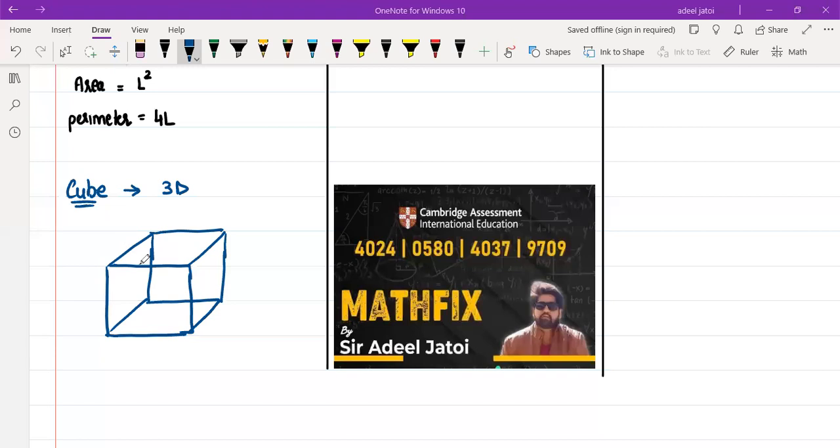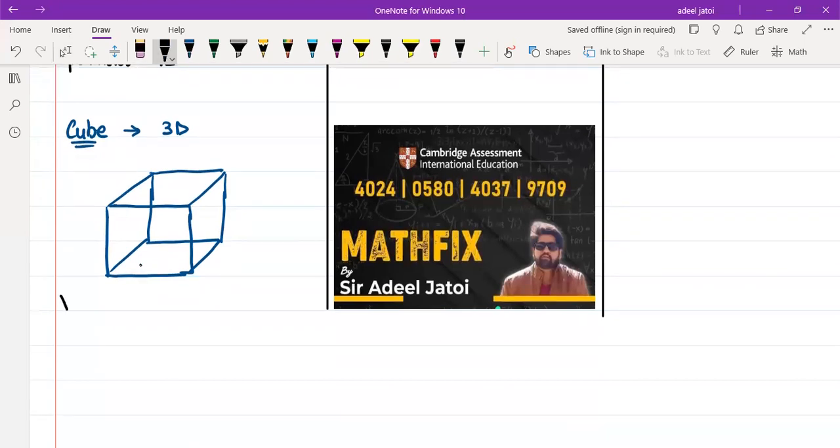Now, since it is the family member of square, in 3D shapes you will be asked two things. Number one is the volume, and volume is the base area into height. If you see, there is a base which is a square. So the area of the square is L square. And the height itself is basically the length.